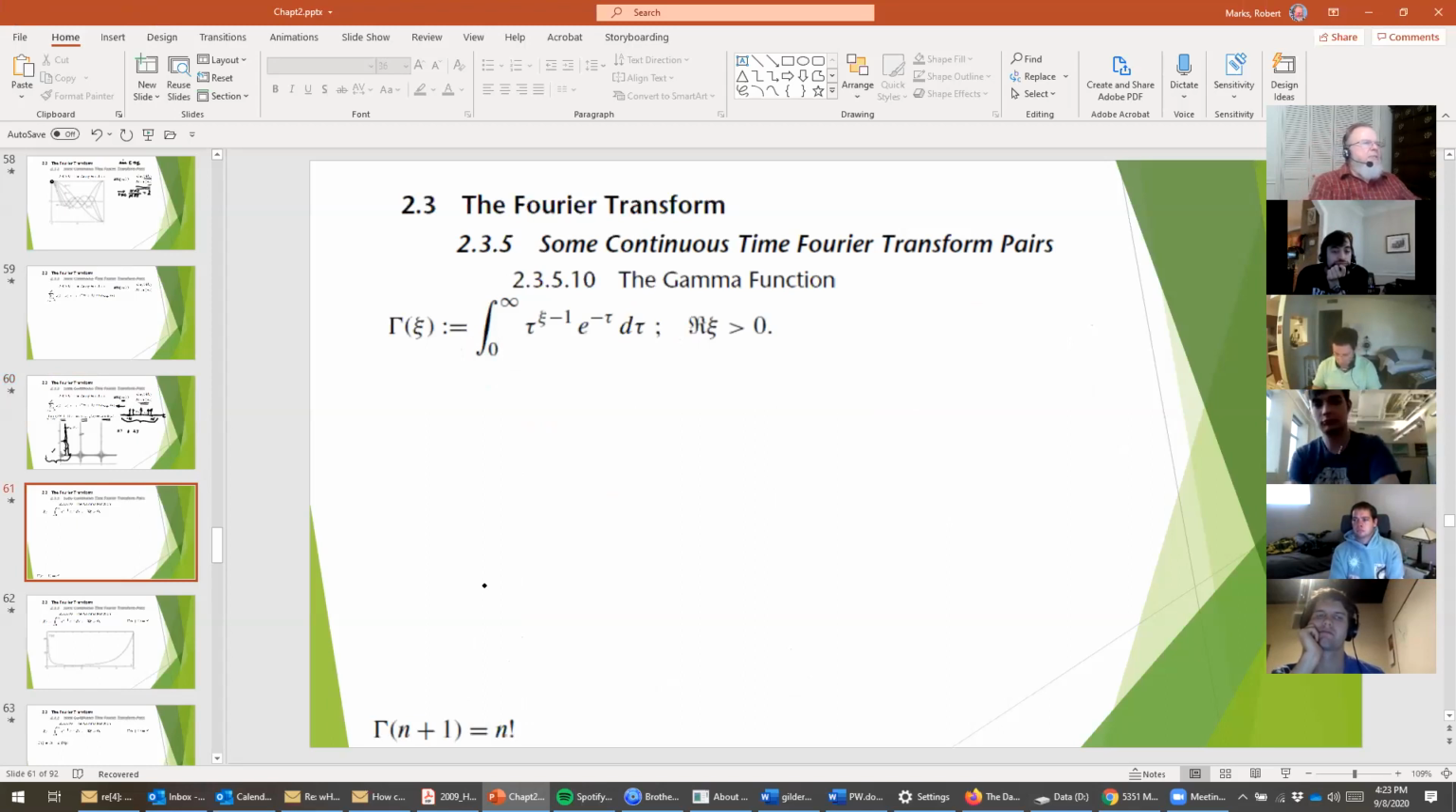The gamma function is named after Vasco da Gama. That's a joke, by the way. Do you know who Vasco da Gama was? Anybody know who Vasco da Gama was? Glauco, you should know.